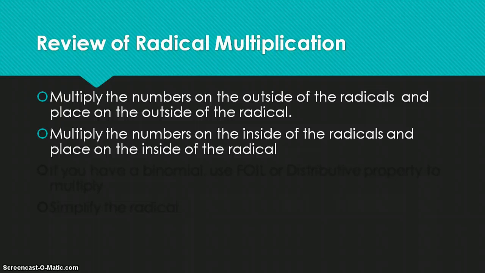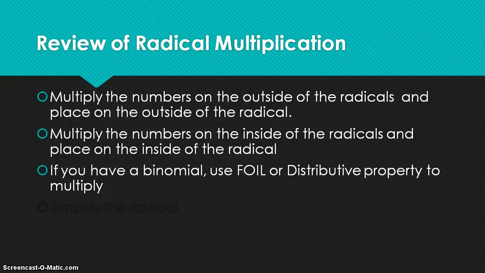The second step is to multiply the numbers on the inside of the radical and place them on the inside of the radical. So using the same example, if you have 2 radical 3 times 4 radical 3, you're going to multiply 3 times 3 and keep that under the radical. If you have a binomial, you're going to need to use FOIL, the distributive property, to multiply, and then once all the multiplication is done, you can simplify the radical.